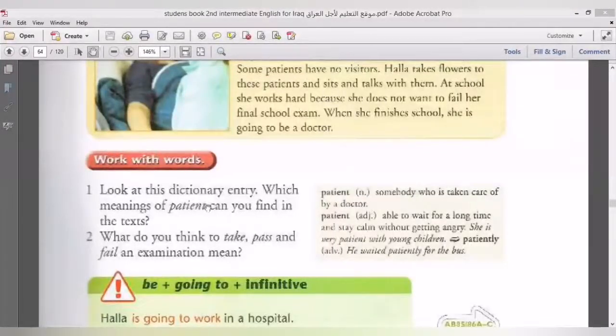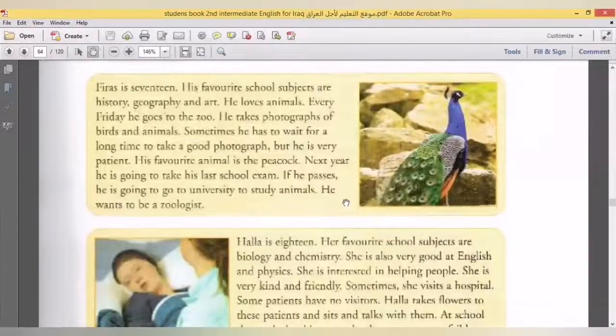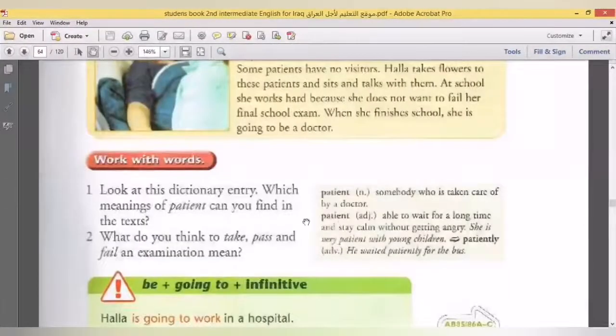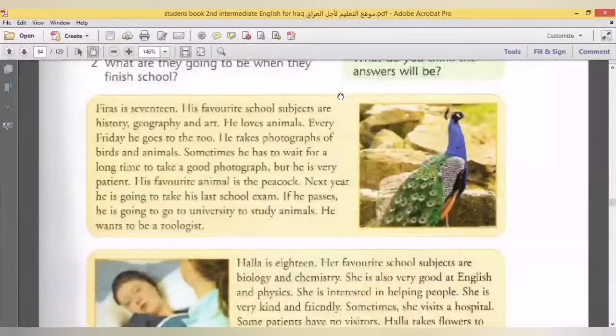So let us answer this question. Which meanings of patient can you find in the text? Let us read the text and decide, okay? I will read it. Please read it with me so you can answer this question. Firas is 17. His favorite school subjects are history, geography, and art. He loves animals. Every Friday, he goes to the zoo. He takes photographs of birds and animals. Sometimes he has to wait for a long time to take a good photograph, but he is very patient. His favorite animal is the peacock. Next year, he is going to take his last school exam. If he passes, he is going to go to university to study animals. He wants to be a zoologist.